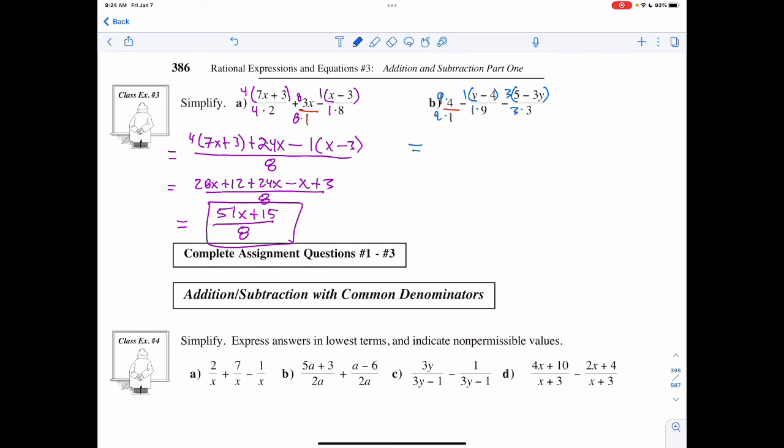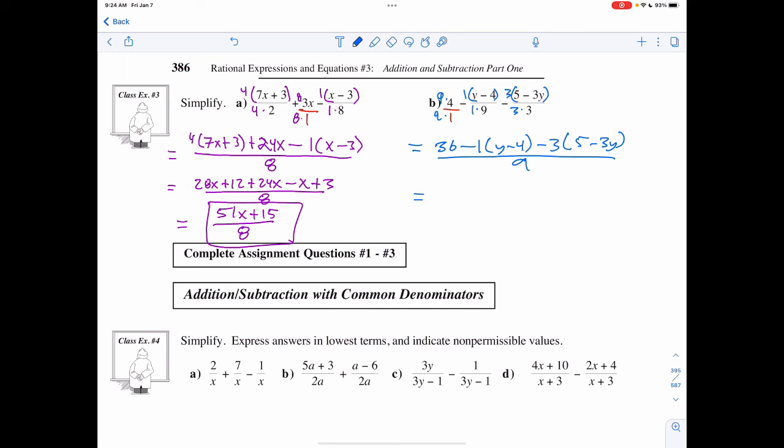This is going to give me 9 times 4 is going to be 36, minus 1 (y minus 4), minus 3 (5 minus 3y), all over 9.